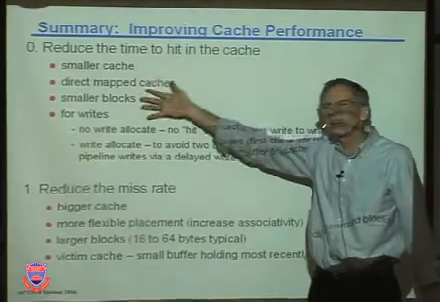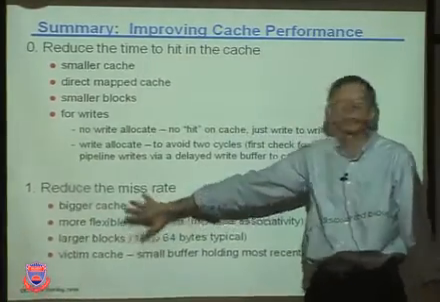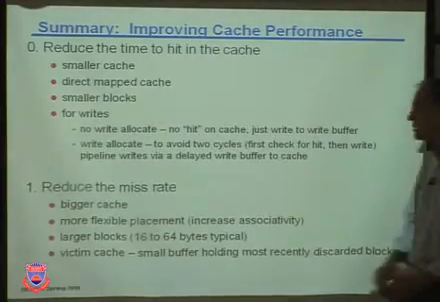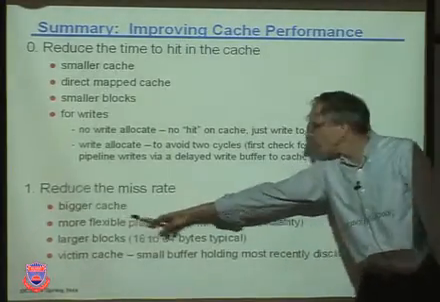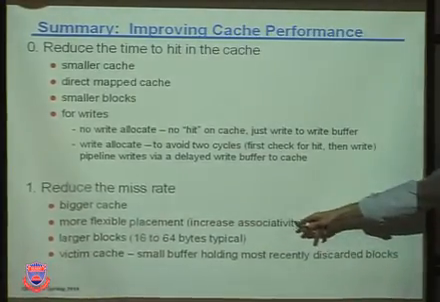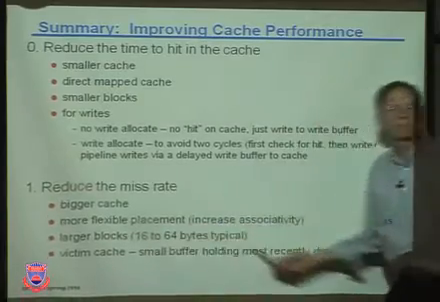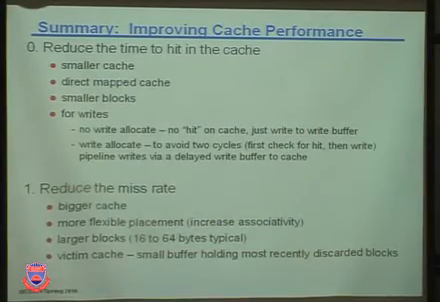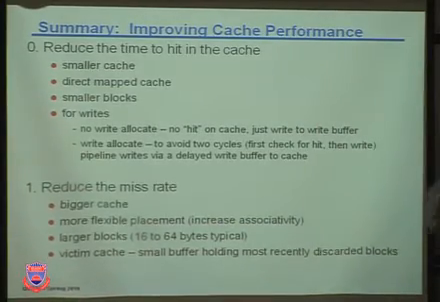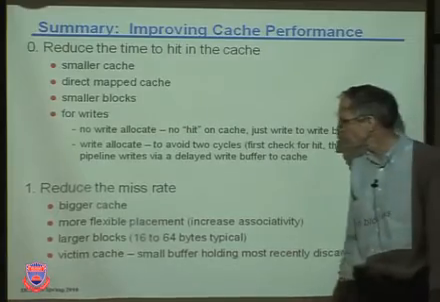Now some of the answers there are going to be changed when we go to here. How do you reduce the miss rate? We pretty much talked about these. Bigger cache, more flexible placement by having bigger associativity, larger blocks. We talked about that to reduce the cold start penalty and just in general increase our spatial locality.